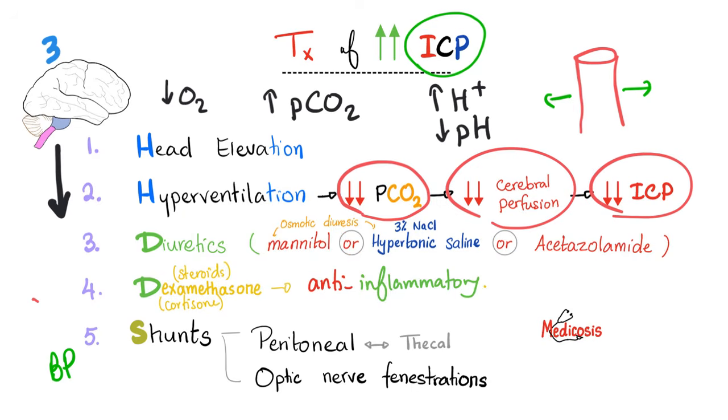Acetazolamide can help as well. To learn more about acetazolamide, check out my pharmacology playlist, and you will learn about diuretics as well. Next, dexamethasone. Why is this?